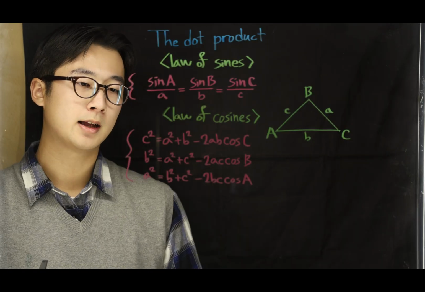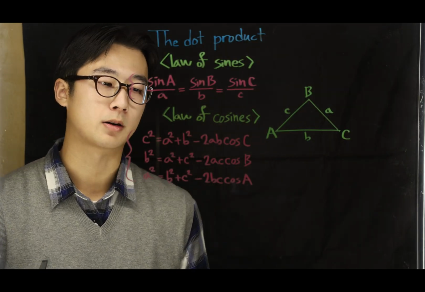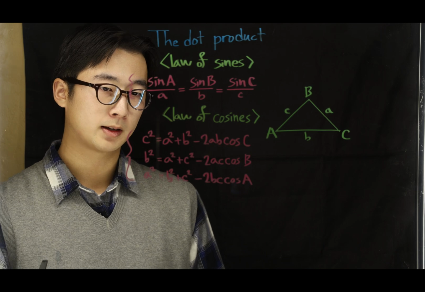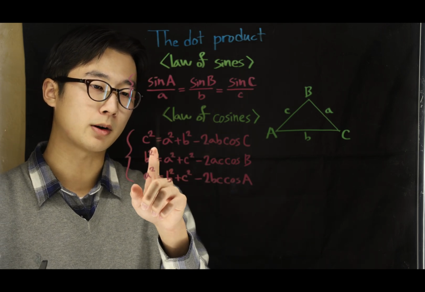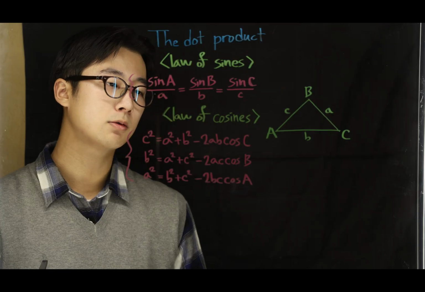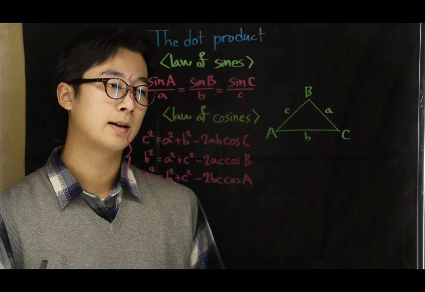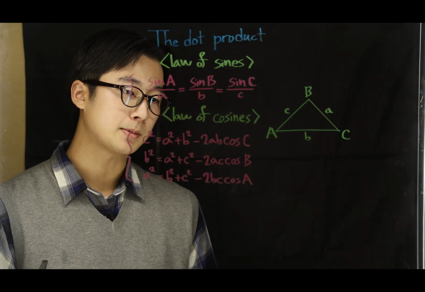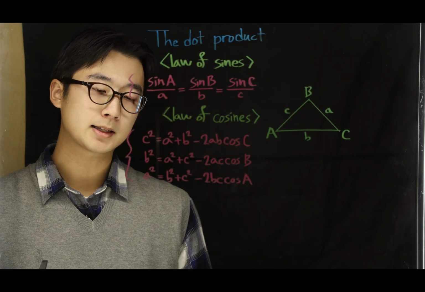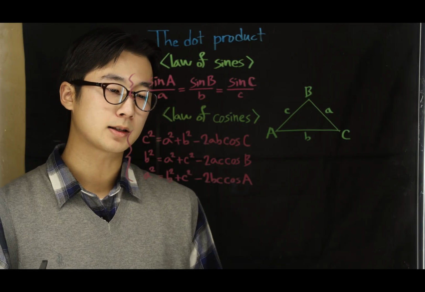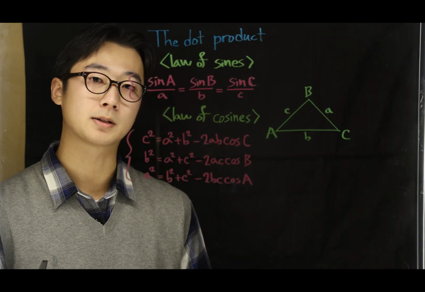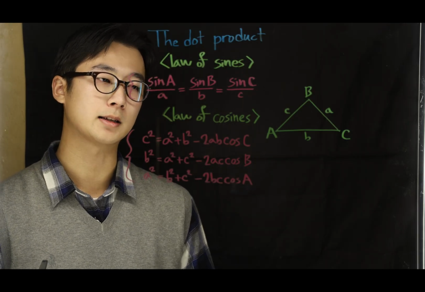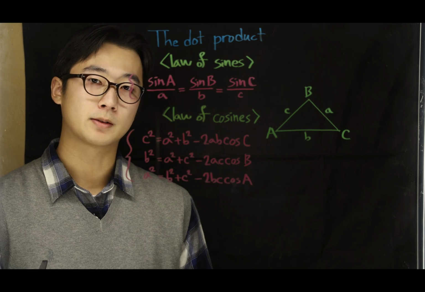And the law of cosines, which is more important to derive the dot product formula, seems like the Pythagorean theorem. It is c squared equals a squared plus b squared minus 2 times a times b times cosine of C. b squared is equal to a squared plus c squared minus 2 times a times c times cosine of B. Lastly, a squared is equal to b squared plus c squared minus 2 times b times c times cosine of A. That's it. So we just learned about the law of sines and the law of cosines. Now we can derive the formula of the dot product.